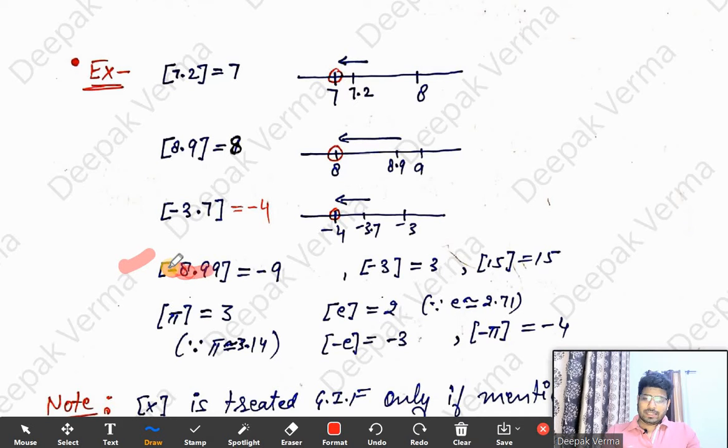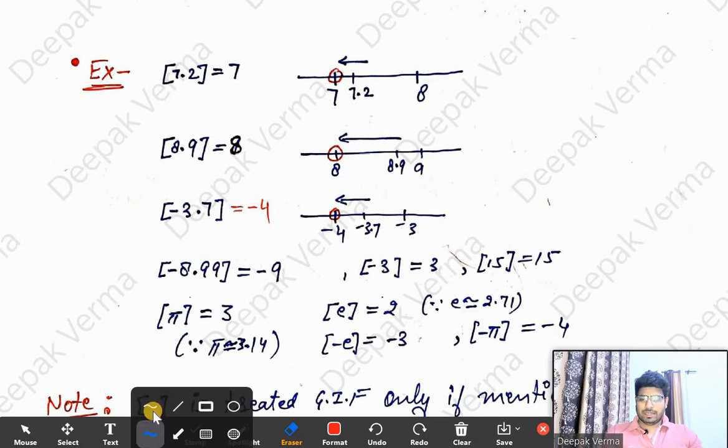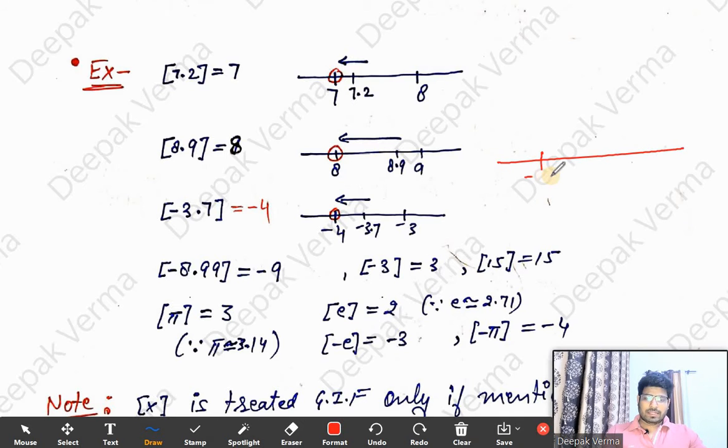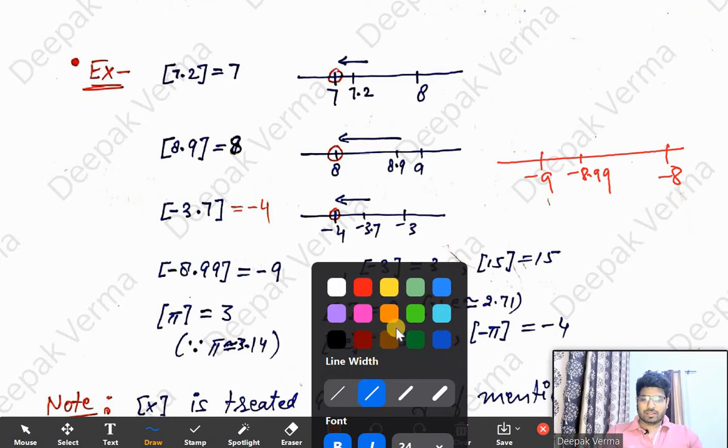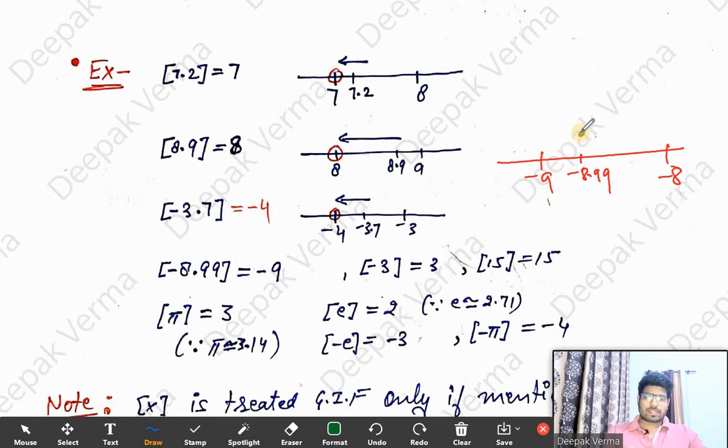Now one more example. Box minus 8.99. So minus 8.99 is a value somewhere between minus 8 and minus 9. So minus 9 will be here, minus 8 is here, and minus 8.99, let's say it is here. Got it? Now we are standing here. Now we start moving towards left. The very first integer that we get is minus 9. So here the answer is minus 9.